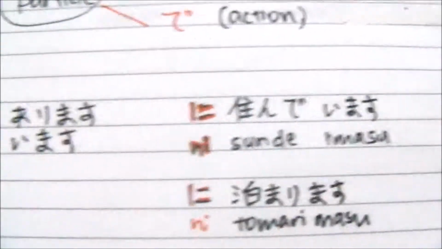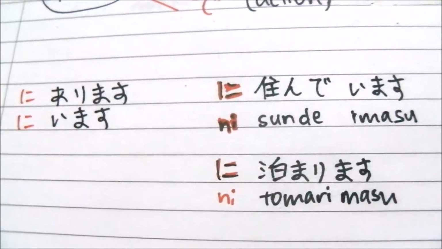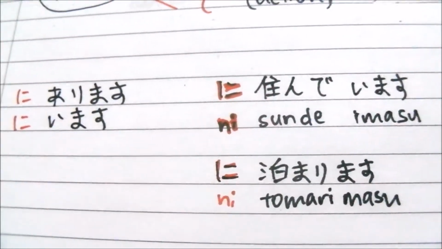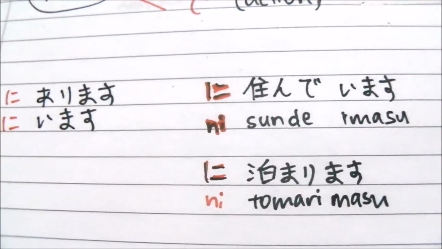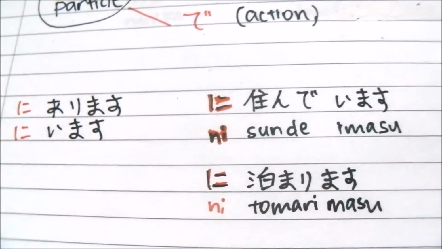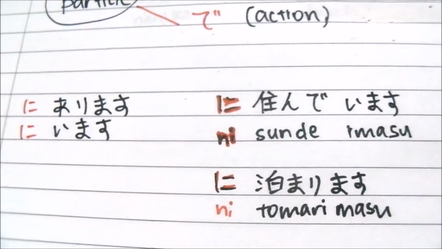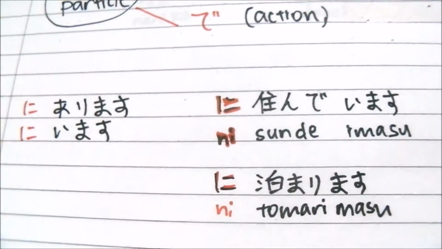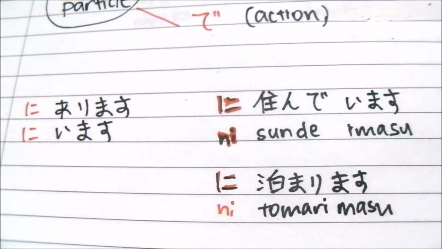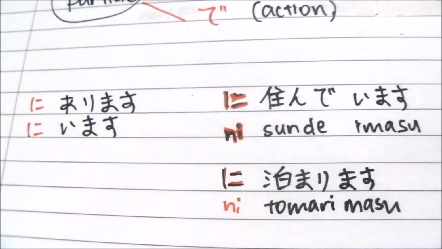So there's another one that I would like to introduce to you. Ni sunde imasu means you are staying at somewhere. So you are being stationary, right? You are living, you're staying there. In the same way, ni tomarimasu is also the same. Tomarimasu means you stay at somewhere, but it means that you probably stay at a hotel, etc. Whereas ni sunde imasu means you are living at a certain area, or a house. So basically this is ni.